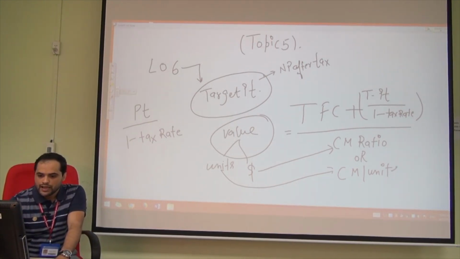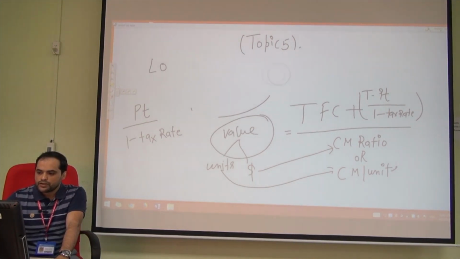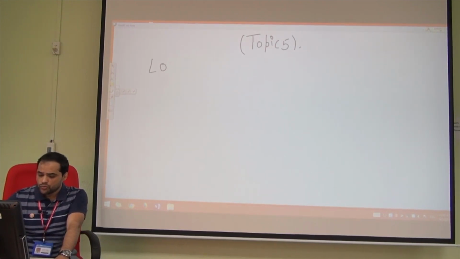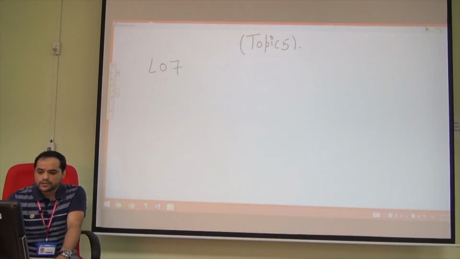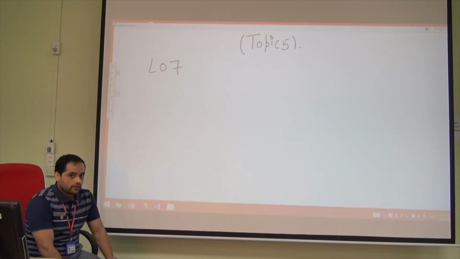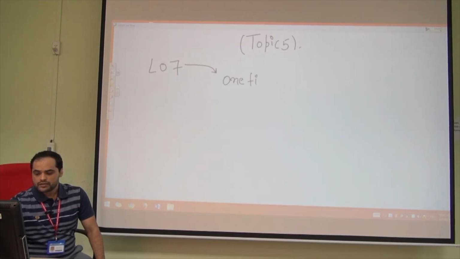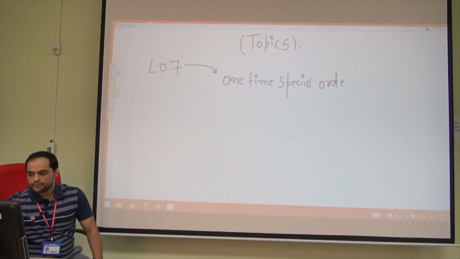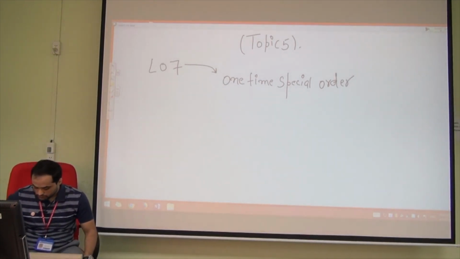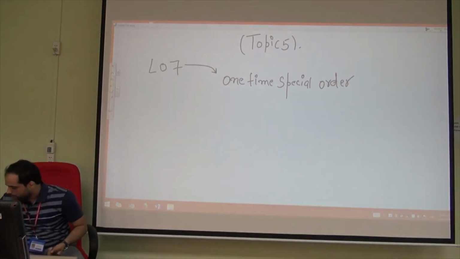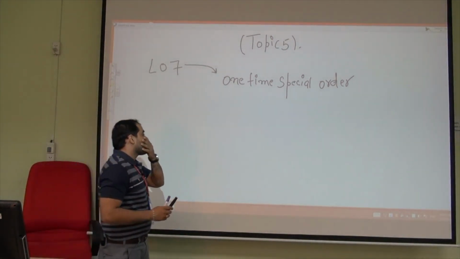Now we move on to the last learning outcome, which is different decision making, or kind of special decisions that a company has to make in the organization. Here we're going to talk about two kinds of special decisions the company needs to make. The first one is a one-time special order. Let me take some examples. So, one-time special order.